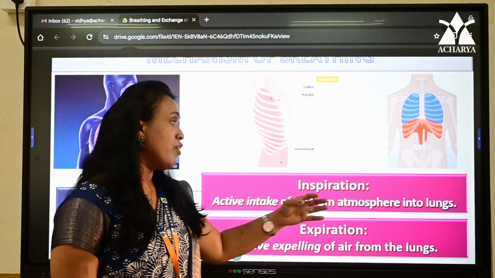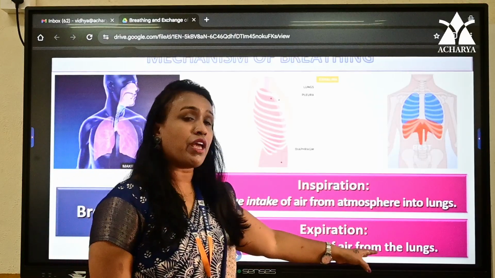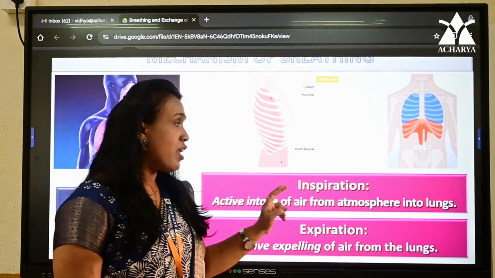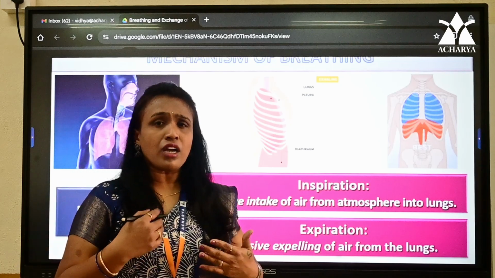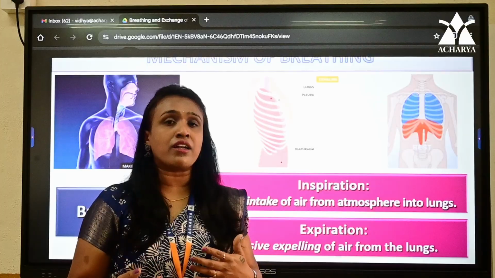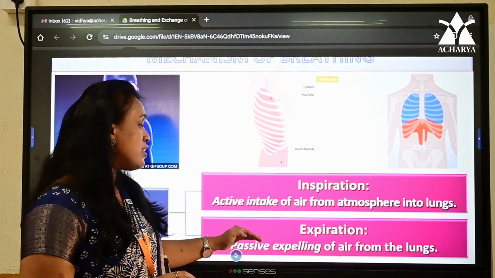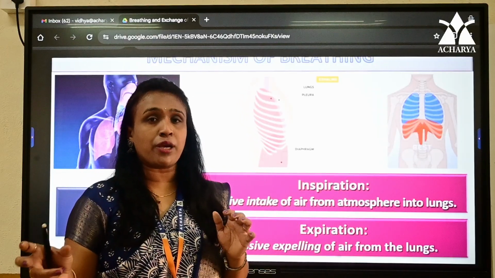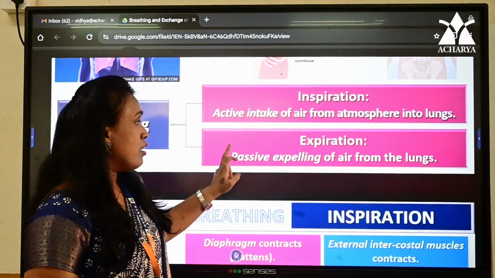Intake of air from the atmosphere into the lungs is called inspiration, and passive expelling of air from the lungs is called expiration. We should also make note that inspiration is an active process where our diaphragm is contracting and flattening, and since it is contracting and flattening, it is an active process where energy is required. Whereas in expiration, the diaphragm is attaining the dome shape from the flat shape as well as relaxing. Hence, we call it a passive process.